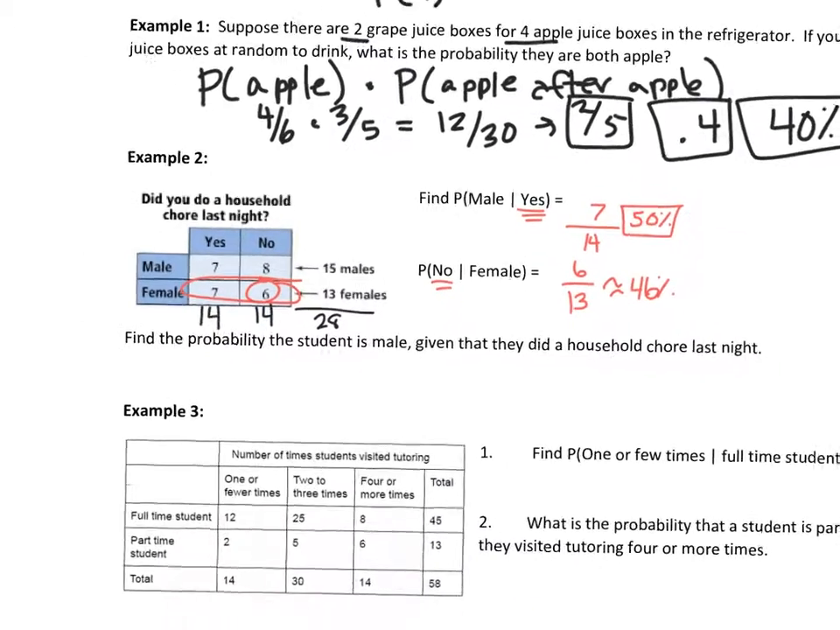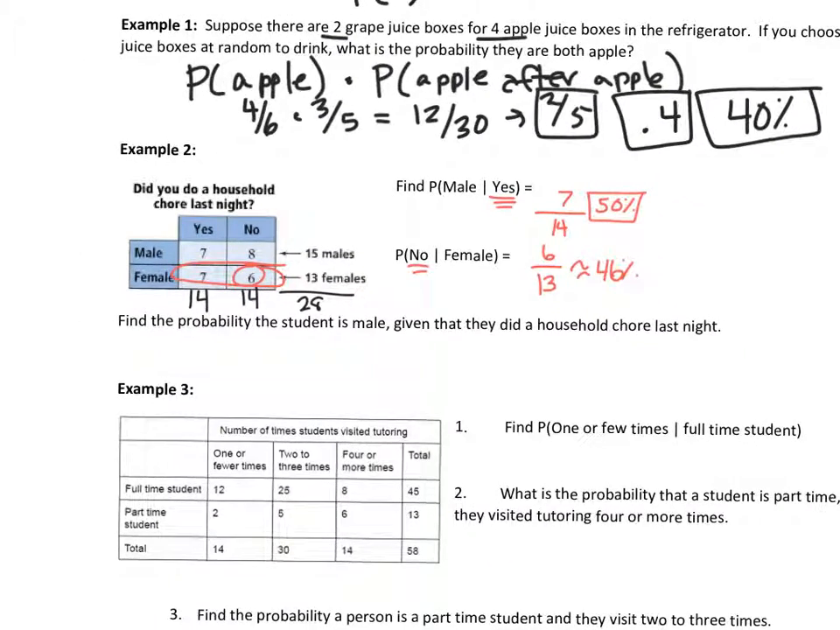Sometimes it's not written with that notation. It's just find the probability the student is male given that they did a household chore last night. This is the same thing as the probability of male given yes. Well, that's the same answer as up here. So it's 50%, but sometimes it's written out.